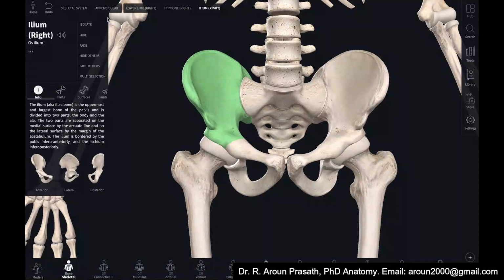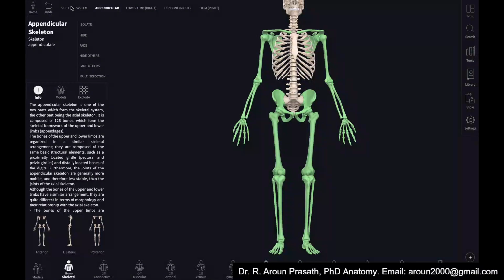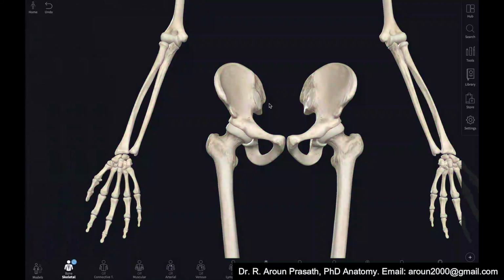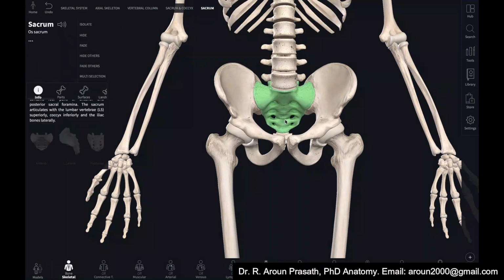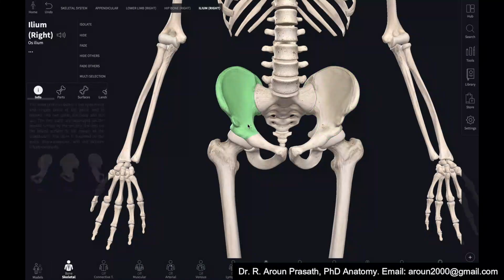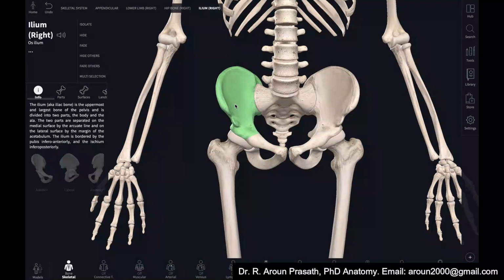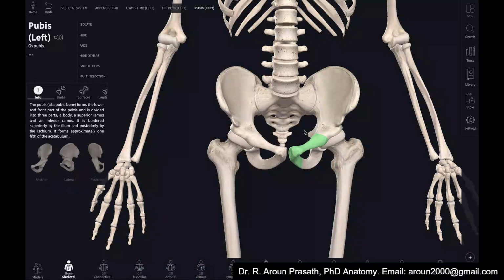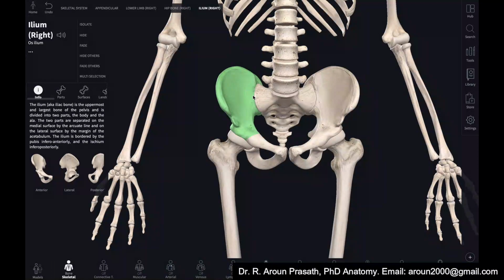Let's go ahead with the pelvis actually. Now the pelvis consists of the sacrum, which belongs to the vertebral column, and the coccyx, which also belongs to the vertebral column. See here, this sacrum and this coccyx both belong to the vertebral column, whereas this part is the right innominate bone and this part is the left innominate bone. Actually the lower limb bone starts from this bone, from the ilium.